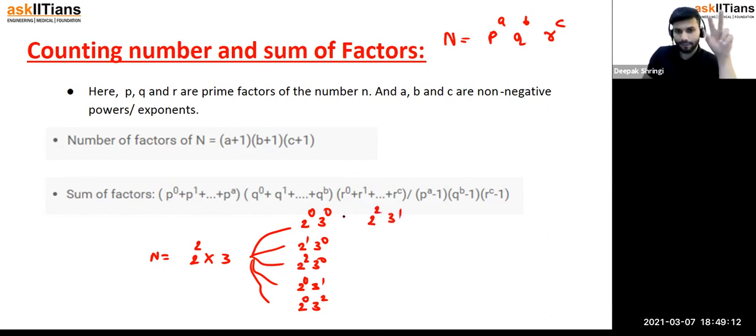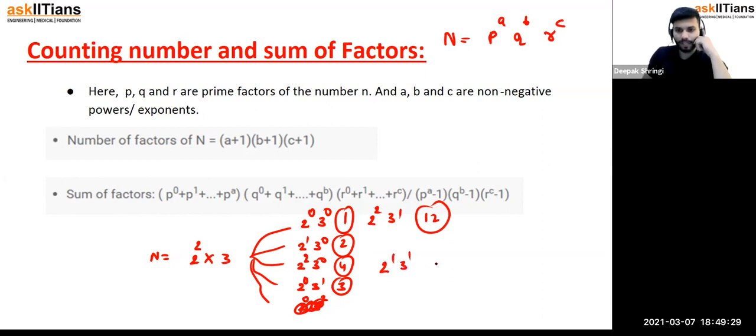If you solve it, what will it become? It will become 1, it is 2, it is 4, it is 3. Oh wait, 3 power 2 is not possible, right? Okay, this is not possible. Sorry guys, 3 power is only 1. 2 power 2 and 3 power 1 gives 12, right? And one more is remaining, that is 2 power 1, 3 power 1, and that is 6, right? Or is there any other way to pick? Now we have picked all the ways, right?